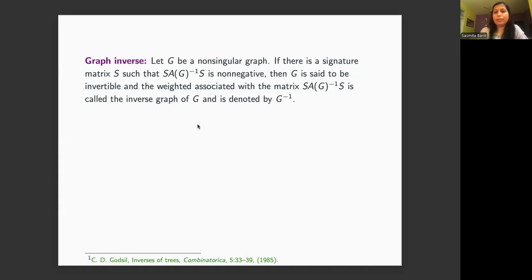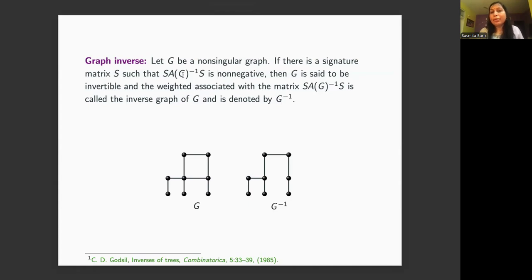So it's G inverse. And in many cases, you can see that A_G inverse will be a 0, plus 1, minus 1 matrix, and it becomes signature similar to a non-negative matrix. So in that case, it basically represents a graph, and this matrix becomes the adjacency matrix. Okay, so here you have one example: this is your G, and G inverse will be this. Here I have taken a unicyclic graph, but its inverse is a tree. So it can happen also.